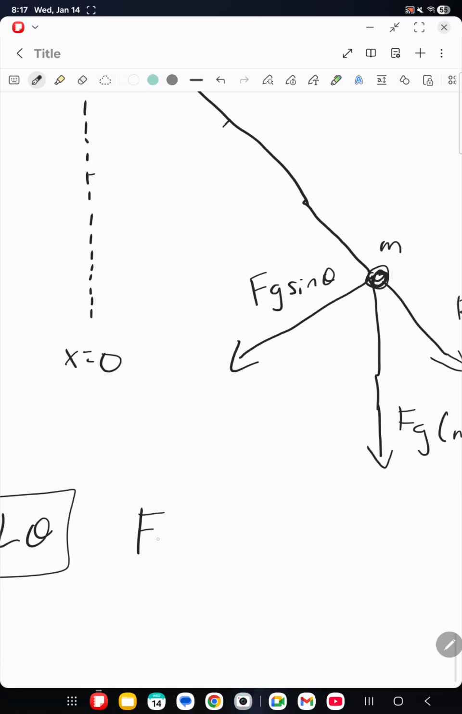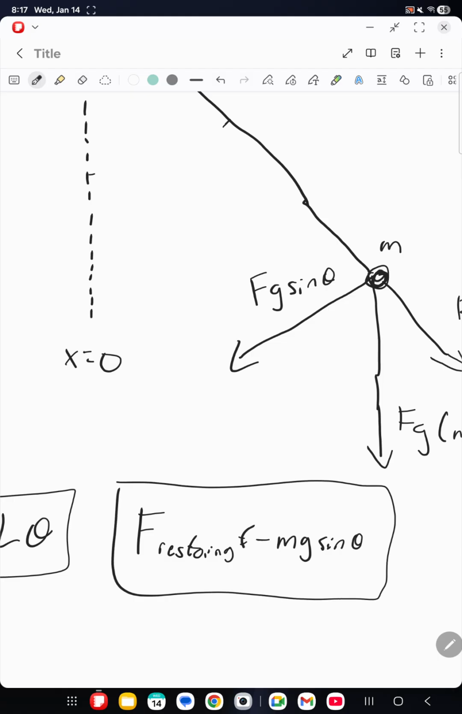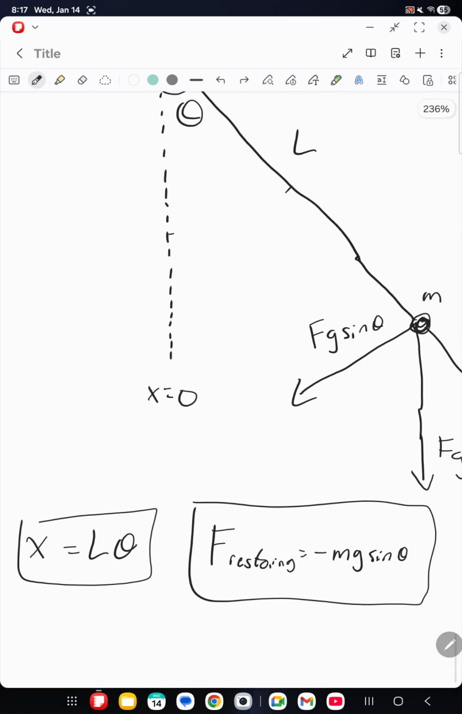And the restoring force will be negative mg sine theta. Notice that it'll always be negative, because it is trying to oppose displacement. It's trying to bring it back to equilibrium. So we will have a negative force, just like with the spring mass system where we had negative kx.